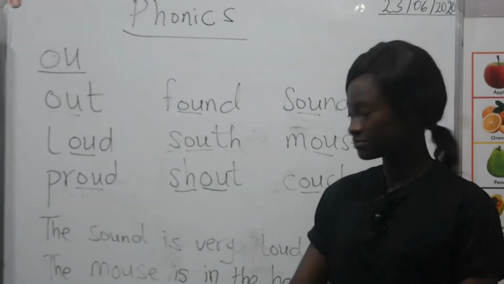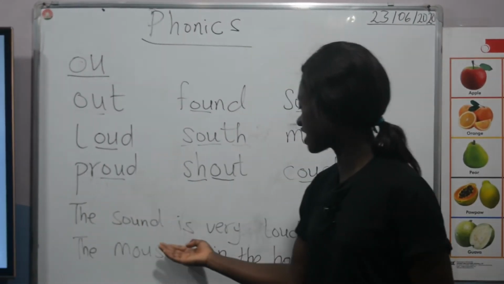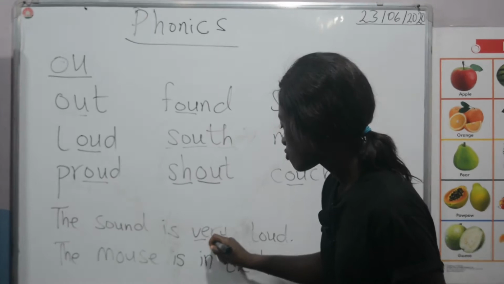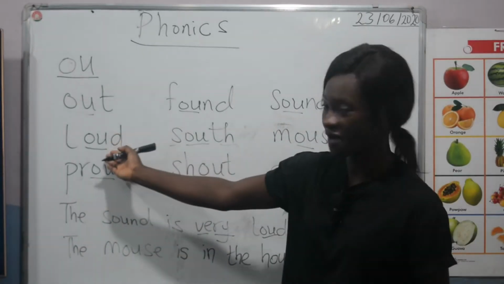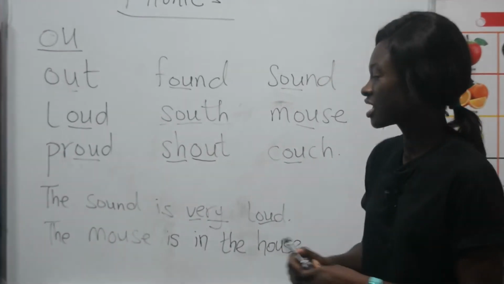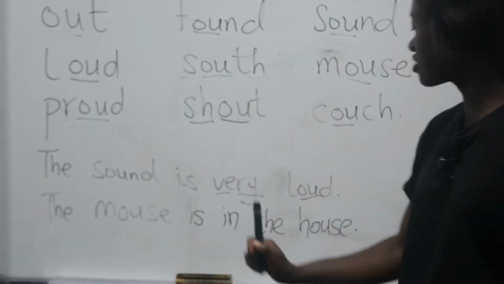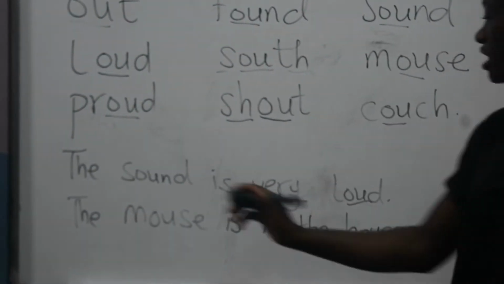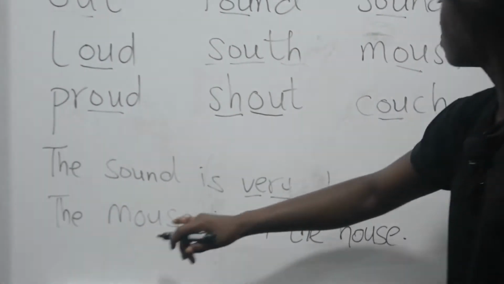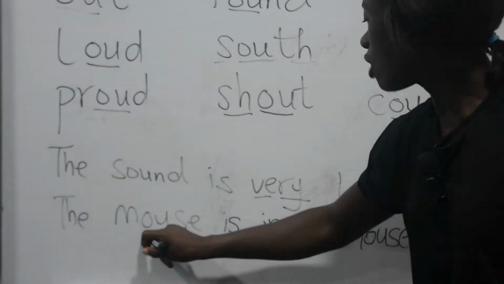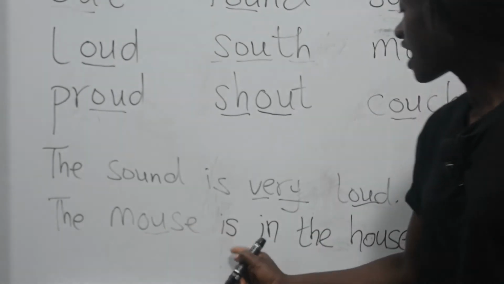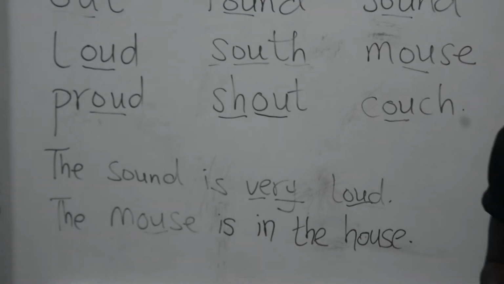Now let's do some reading. The sound is very loud. We break it down. We pronounce it very. And then this is loud, as seen here. The sound is very loud. Please read it after me. The sound is very loud. Very good. Now let's go to the second sentence. The mouse. Mouse as seen here. The mouse is in the house. Let's read it. The mouse is in the house. Very good. Clap for yourself.